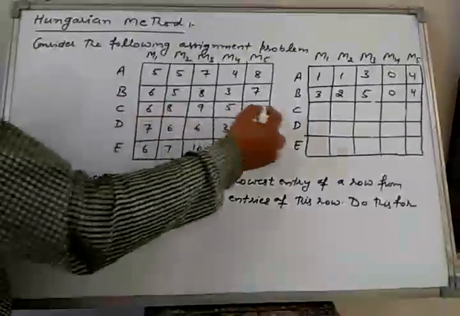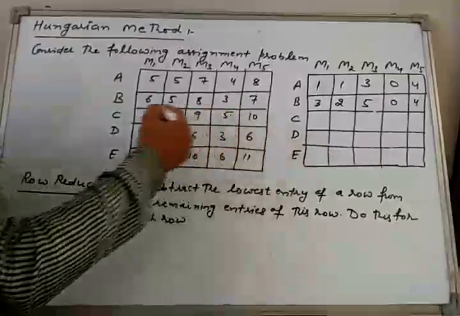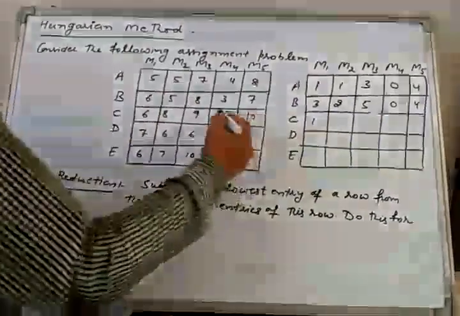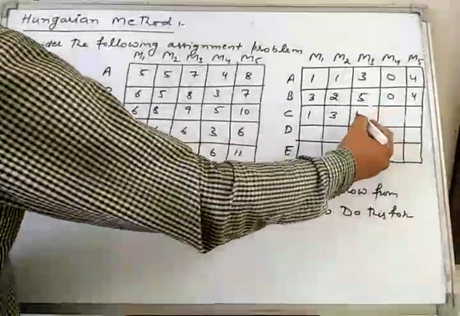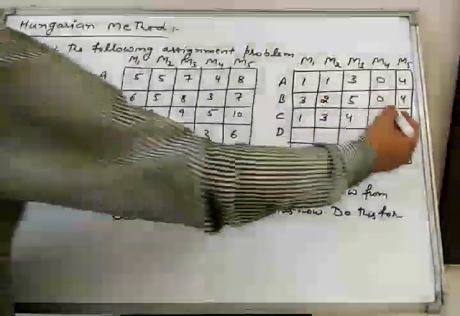Then the lowest entry of the third row is 5. Subtract this 5 from the remaining entries of this row. That is 6 minus 5 is 1. 8 minus 5 is 3. 9 minus 5 is 4. 5 minus 5 is 0. 10 minus 5 is 5.